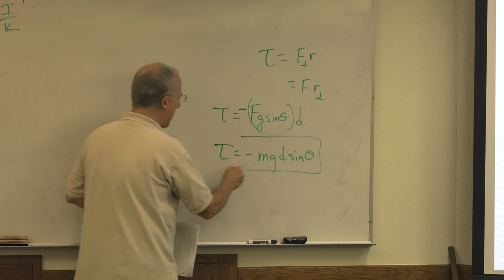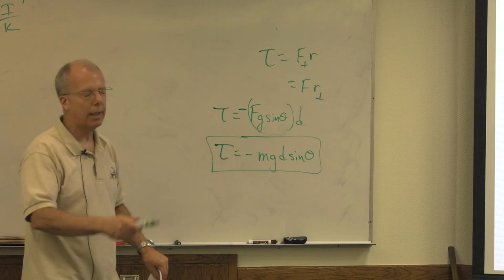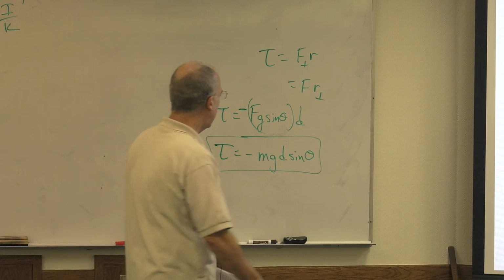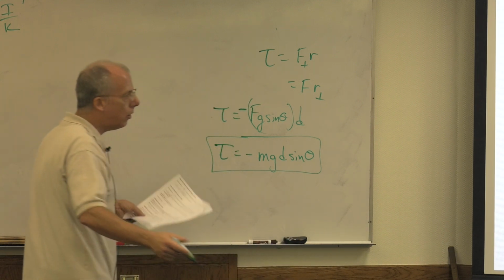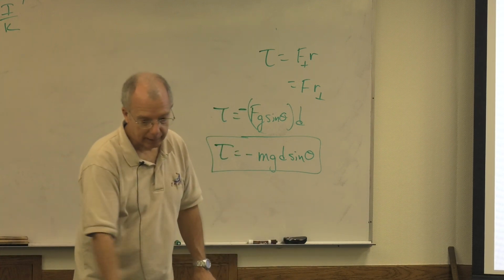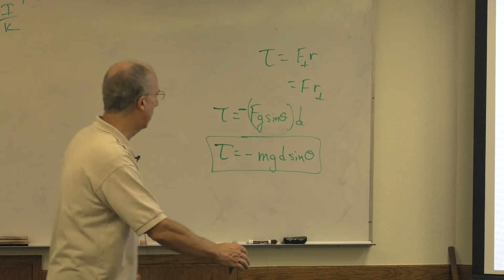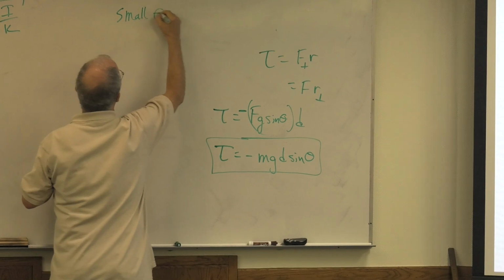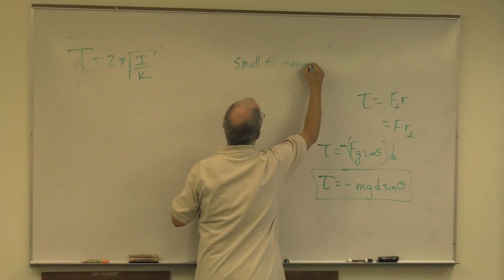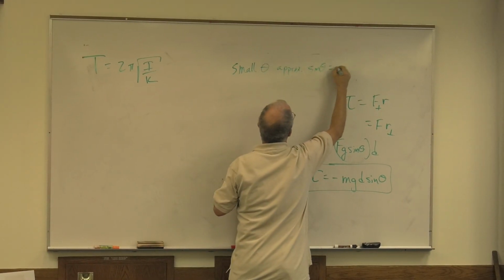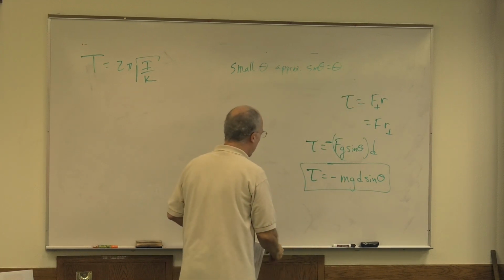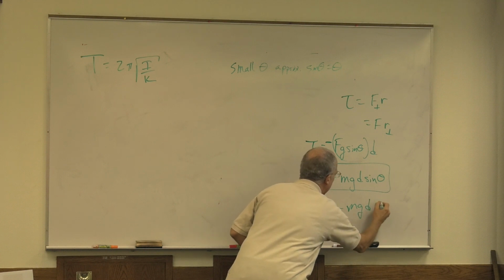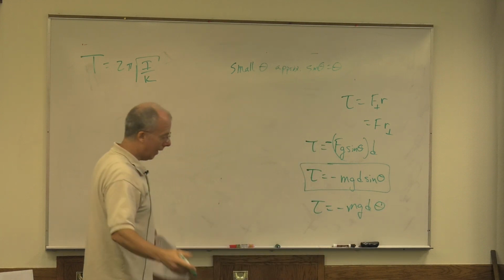Is this F equals minus kx? Or is it torque equals minus k theta? No, because we have a sine. So what do we do about it? Just like we did before, right? You just restrict the motion. You use small angle approximation. Small theta approximation. So sine theta equals theta. So wonderful. So torque equals minus mgd theta. Right? There you go.